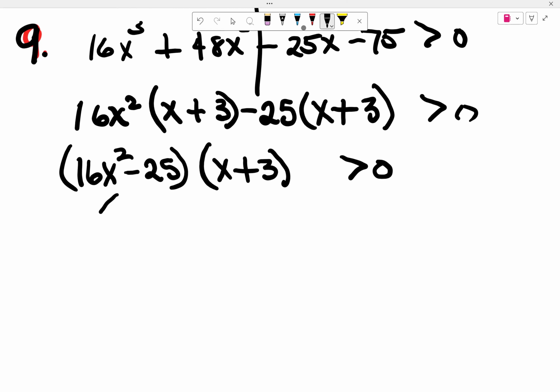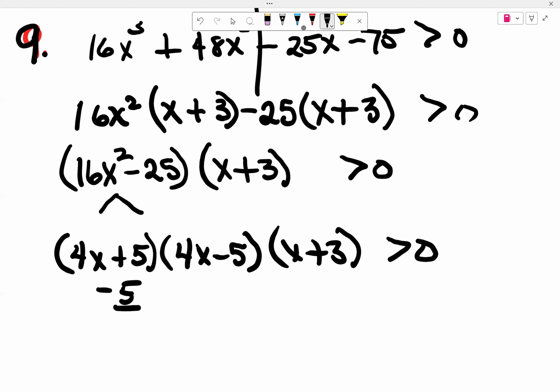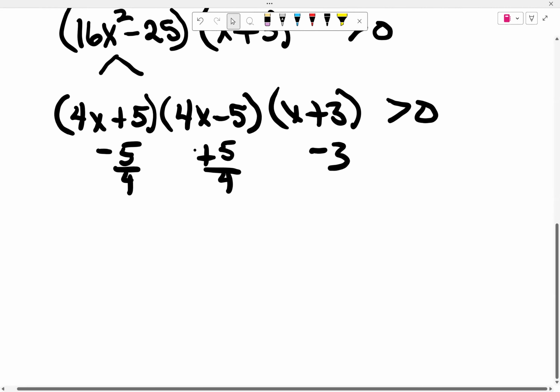So this factors further. This is 4x plus 5 times 4x minus 5 times x plus 3. And this is still greater than 0. So it means that one of my solution points in this case is -5 over 4, and this is positive 5 over 4, and this is -3. And so again, we're testing for a positive outcome.